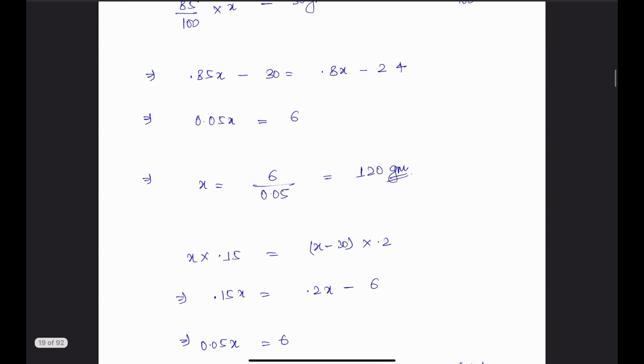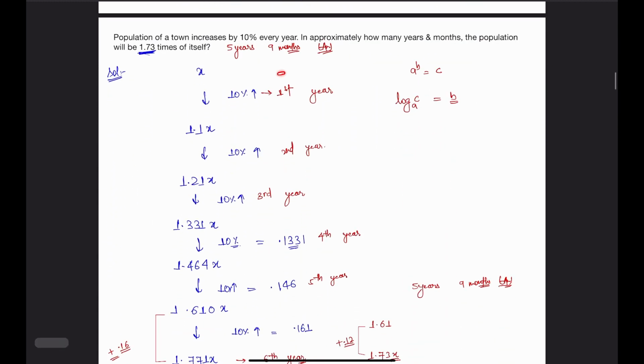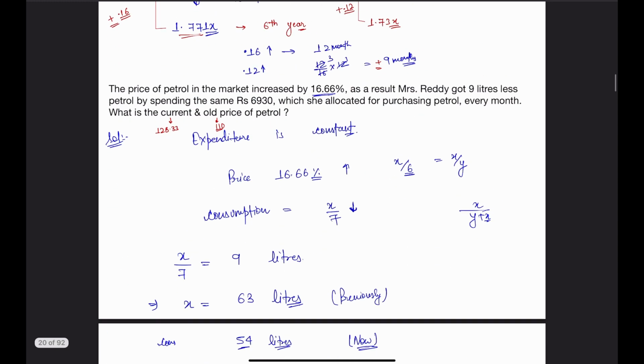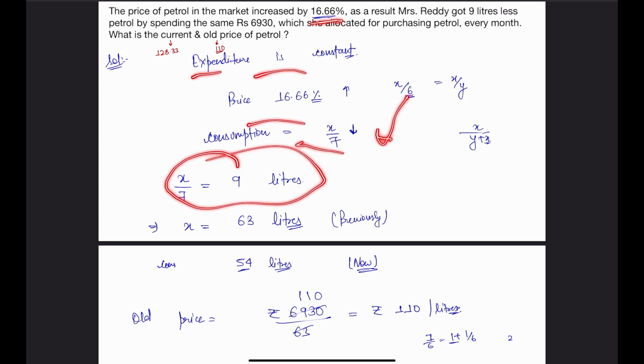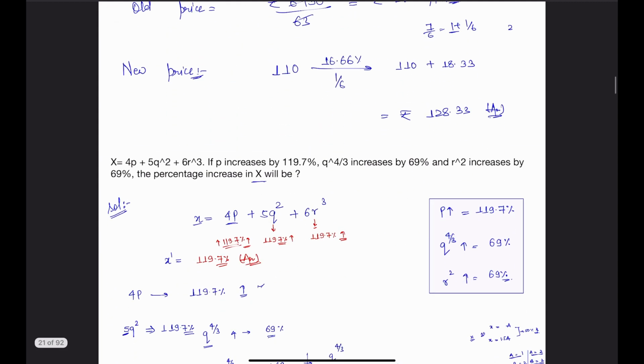Watermelon, yeah, here also I think we have done it with the help of pulp. 5 years, so 1 by 1 year we will increase and we will find out the value. Expenditure is constant, 1/6. Consumption decrease, that decrease in consumption is nothing but x9. So that question is also solved.